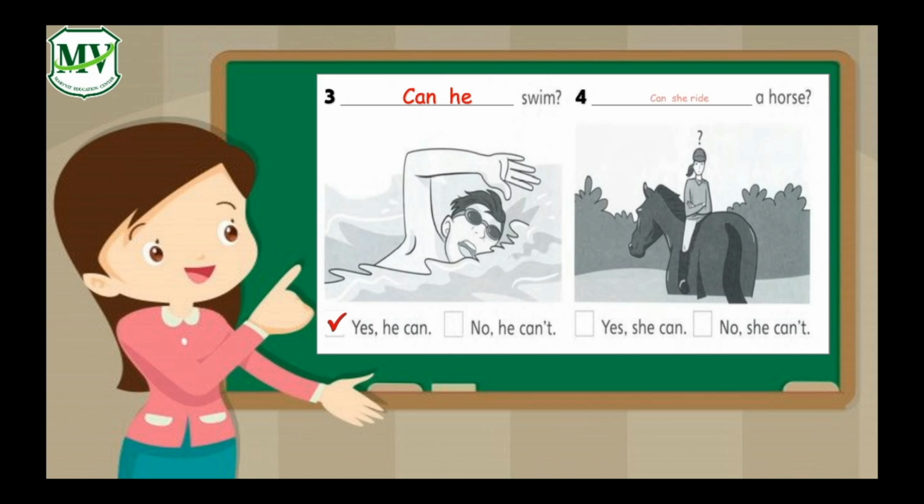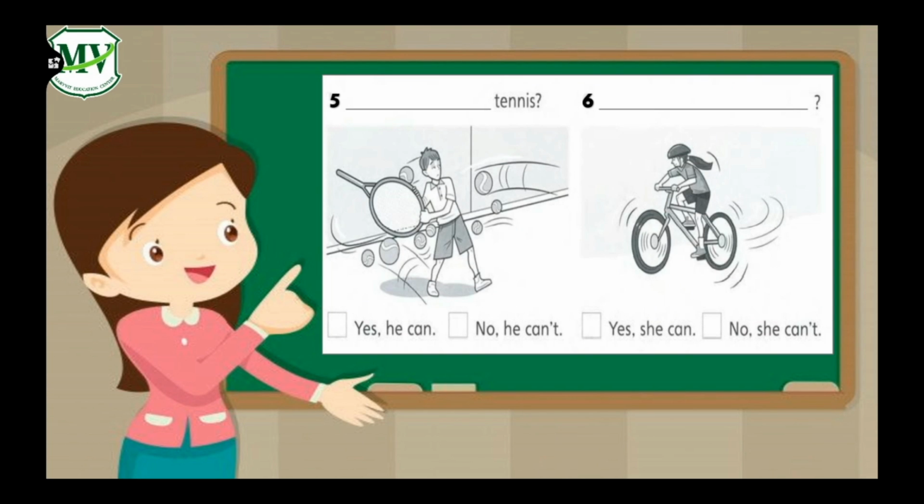Number 4. Can she ride a horse? No, she can't. Number 5. Can he play tennis? No, he can't. Number 6. Can she ride a bike? Yes, she can. Great job, kids!